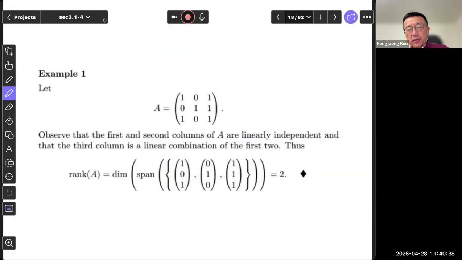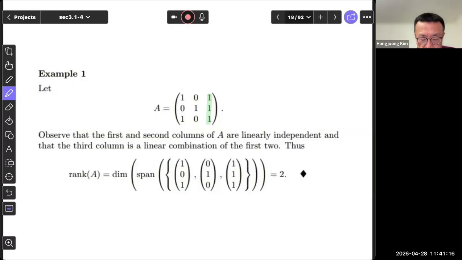Okay. So in example 1, given this matrix A, as you can see, the third column is the sum of the first two columns, right? So the third column is redundant. The first two columns are linearly independent because the first column is not a multiple of the second column, and the second column is not a multiple of the first column.